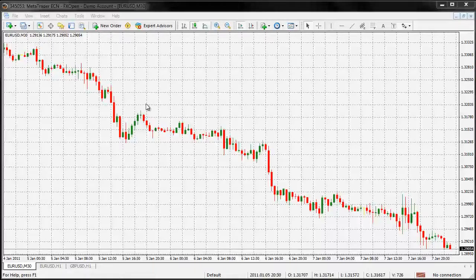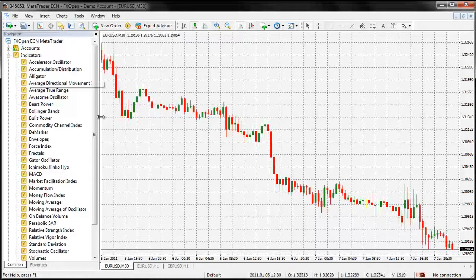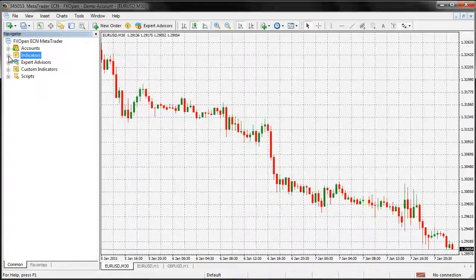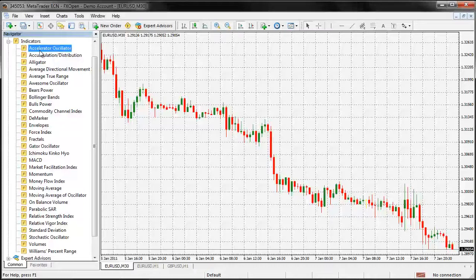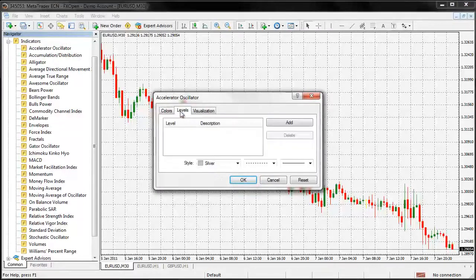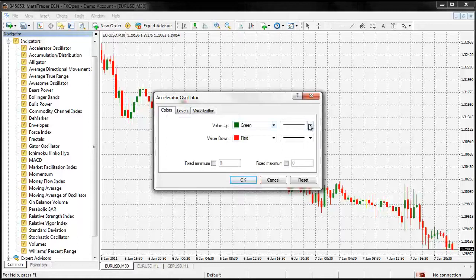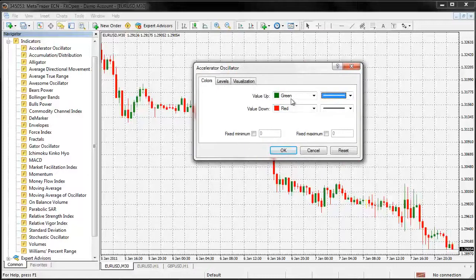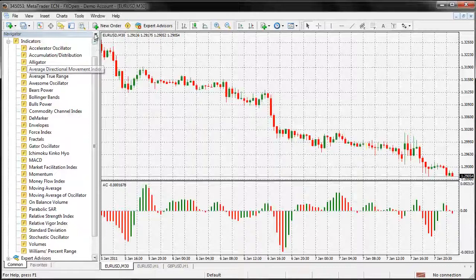Alright, let's go back to our navigator area, and while opening the indicators list, navigate to the accelerator oscillator. Make sure that the thickness on the right hand side is selected to the second one if you haven't done that already, and just leave the colors as they are and click on OK.